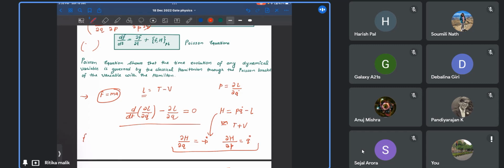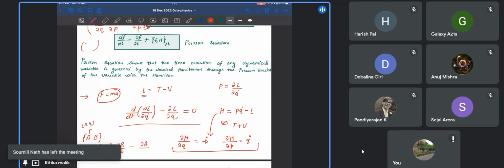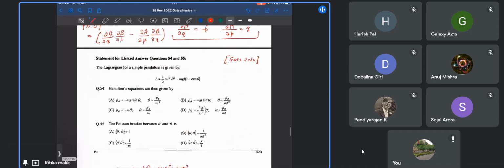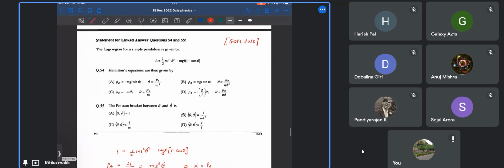We can calculate the Poisson bracket between two variables A and B by del A by del Q, del B by del P, and so on. Try to write this in the form of P and Q so that one of the quantities will not become zero. So this is just a summary. Now we will solve our GATE questions.